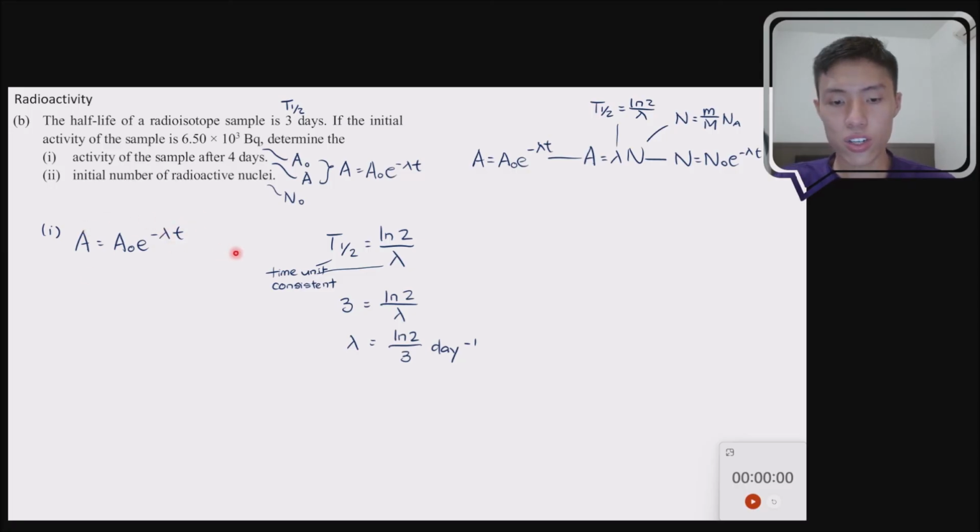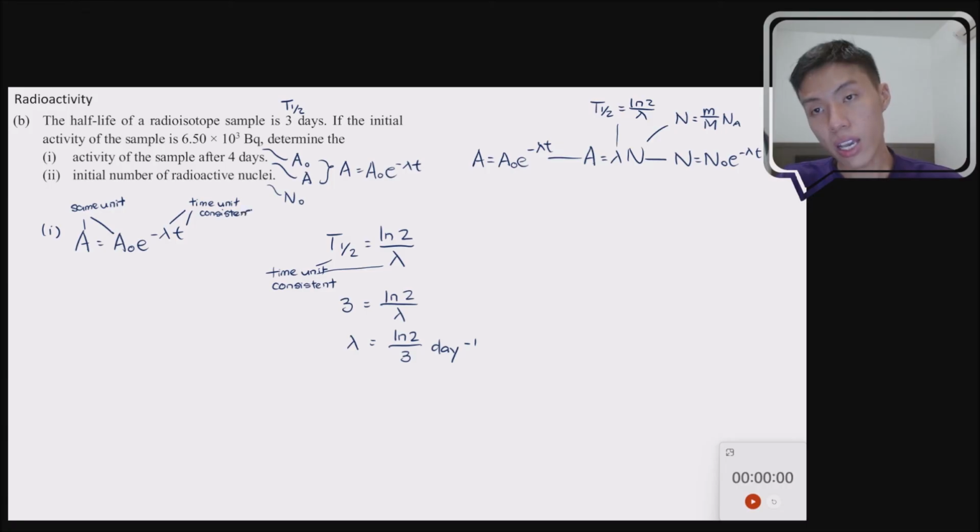When you use this equation, again there are things to be careful about. You have to make sure that A and A0 are the same unit. It can be in Curie, it can be in Becquerel, whatever unit you prefer. But if it's Curie over here, it should be Curie over here. If it's Becquerel over here, it should be Becquerel over here. Next thing is your lambda and your t. Your time unit has to be consistent.